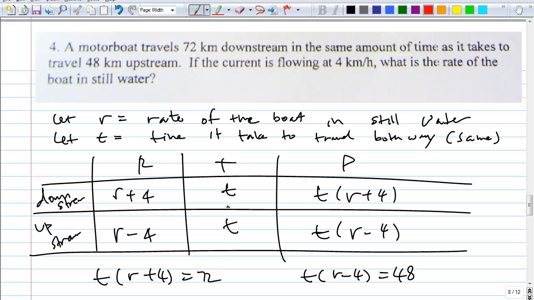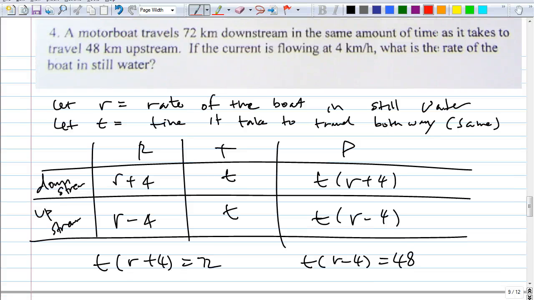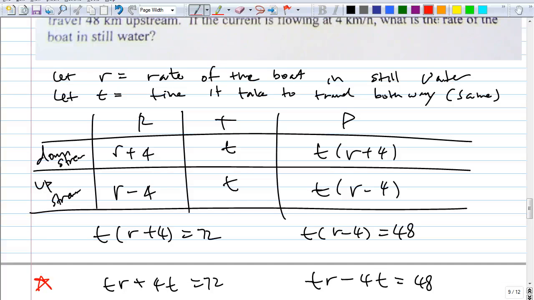If you do that, then you get 72 over t and then 48 over t. It's not that simple, right? When you do that. So guess what? We're just going to have to multiply it out. Distribute this t. So when I do, I get tr plus 4t equals 72, and tr minus 4t equals 48. Well, that's not too bad, is it?